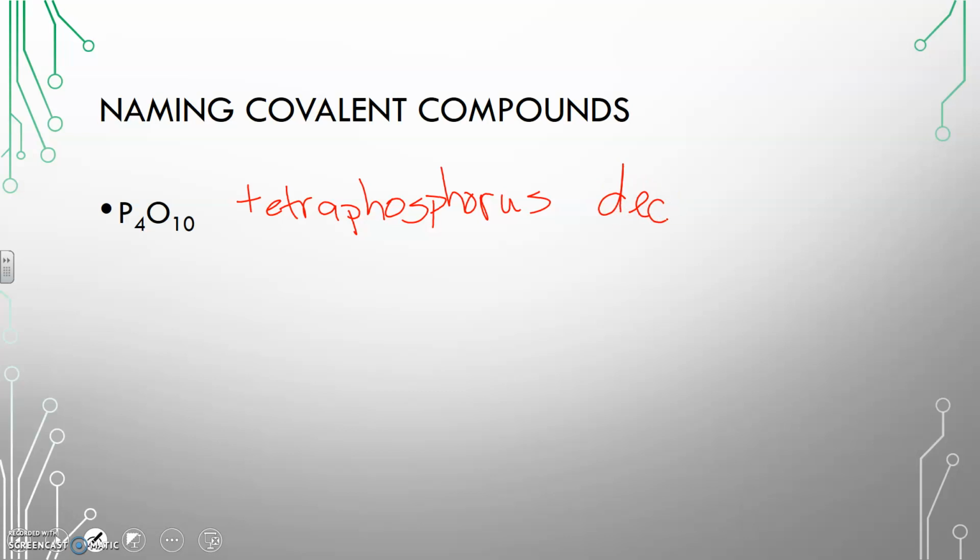Now this is where it's a little bit of wiggle room. You could do decaoxide or decoxide. I like to cut out the A whenever possible, but you can only do that if it starts with another vowel. So decaoxide or decoxide, either one is technically correct. Tetraphosphorus decoxide. Yes, it takes a while to get used to saying these as well.